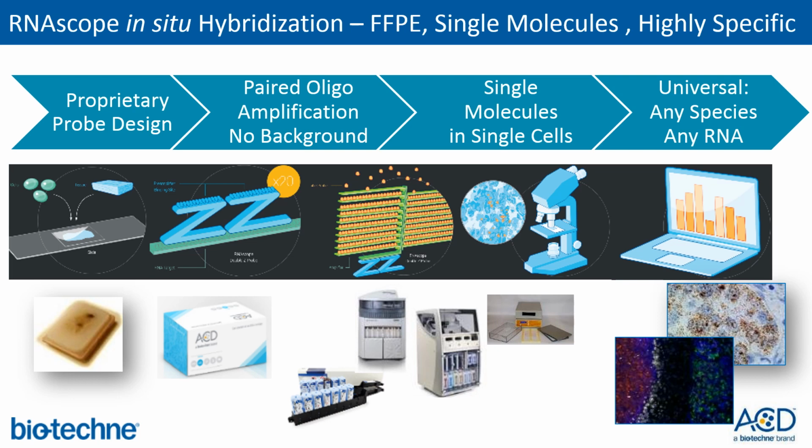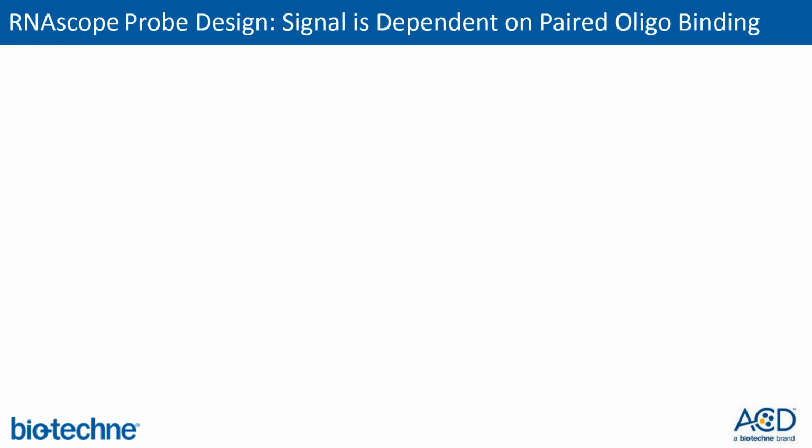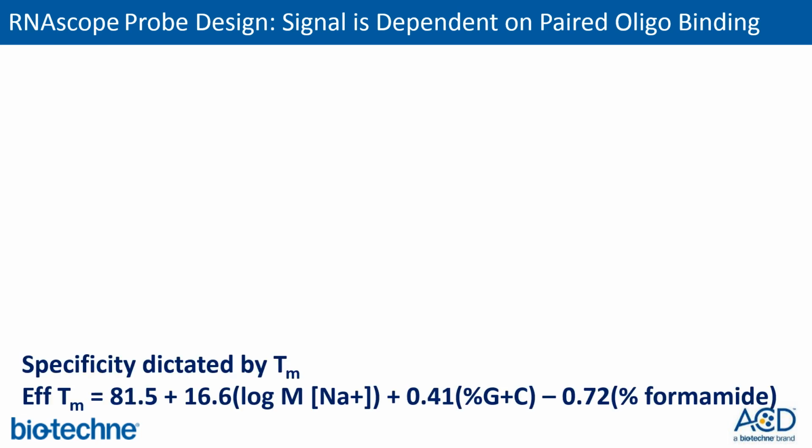These assays are all kit-based, meaning you can take a probe to any given target sequence and use that in conjunction with a kit, again, chromogenic or fluorescent-based detection kit. These assays can be run on autostainers, Leica or Ventana autostainers, or they can also be run on a benchtop hybridization oven. The way in which we generate signal, again, is dependent on paired oligonucleotides binding to a target transcript and then hybridizing to other oligonucleotides for signal amplification.